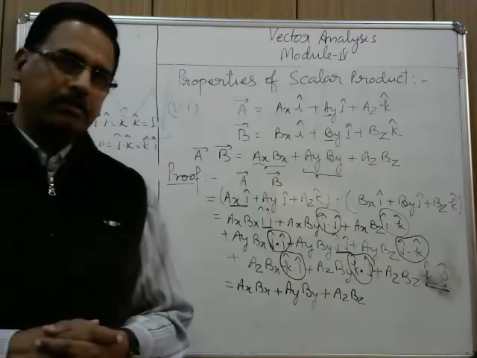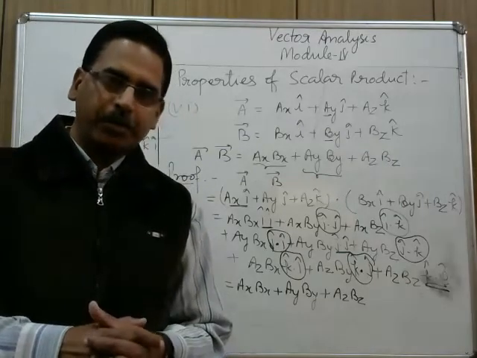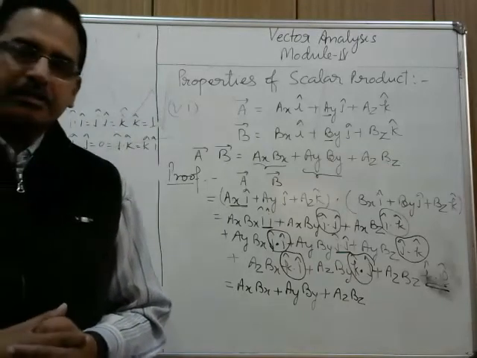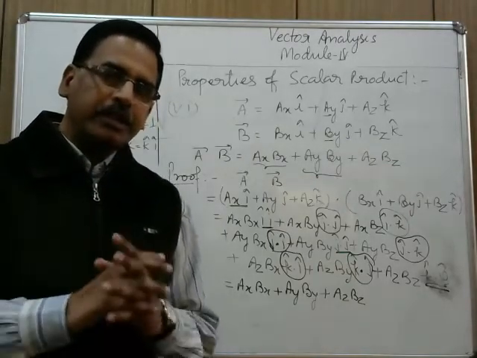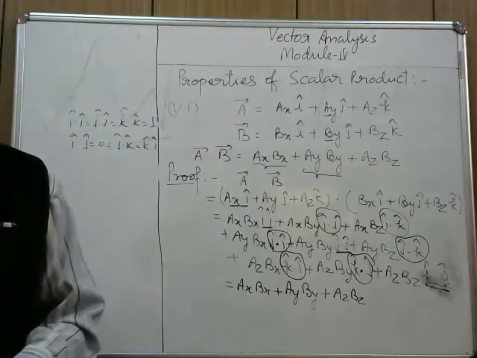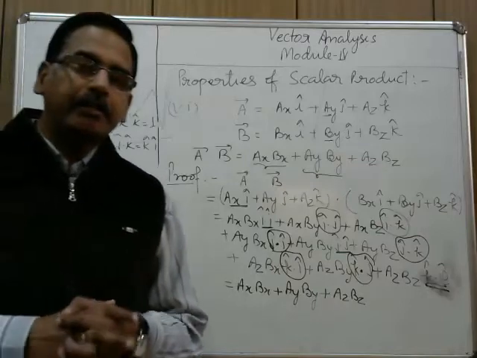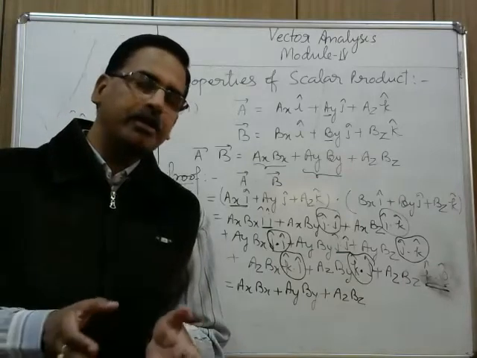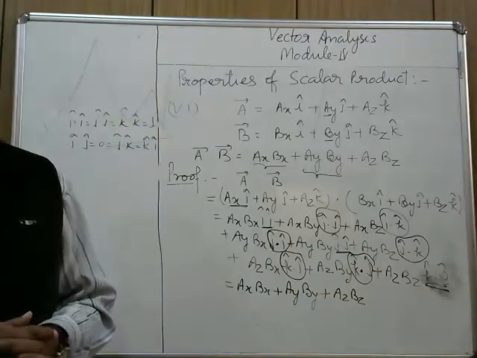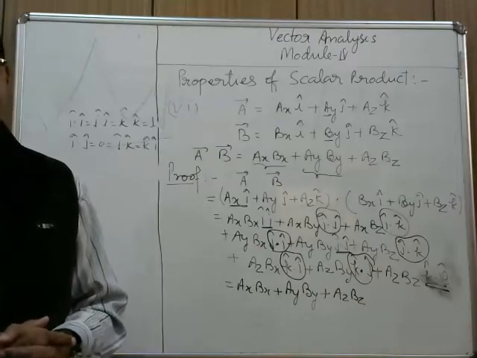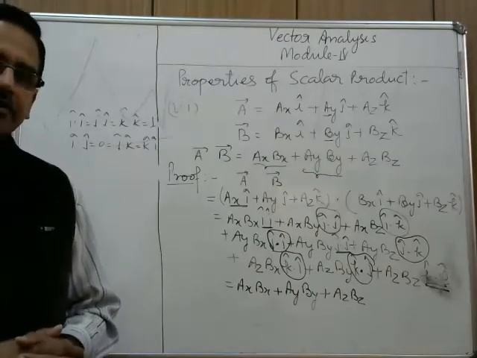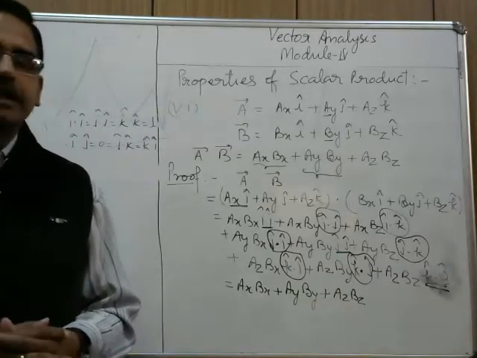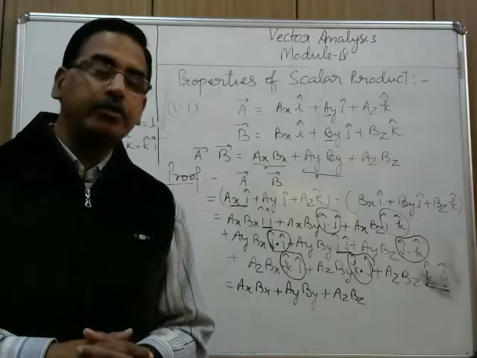Then we have discussed different properties of scalar product. A scalar product obeys the commutative law, that is A dot B equals B dot A. A scalar product of two perpendicular vectors is 0. A scalar product of two parallel vectors is equal to the product of their magnitudes. A scalar product of a vector with itself is equal to the square of its magnitude and is called the self product, which can be utilized for finding the resultant of two vectors. We have done it.